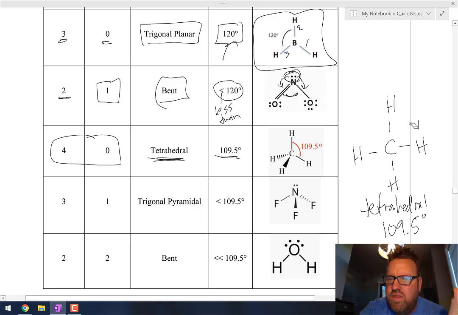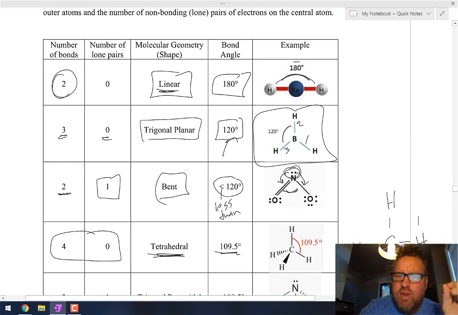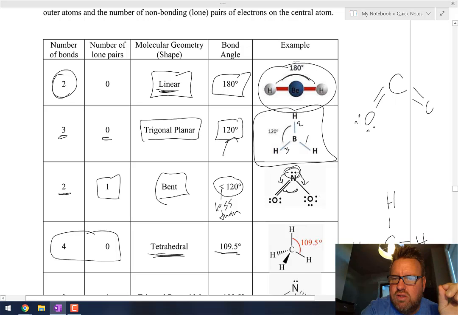The way that you draw, I mean, think about our previous example up here of CO2. What if I drew CO2 like this? Does that mean that CO2 is bent? No, that's just how I happen to draw it. CO2 is absolutely a linear molecule.